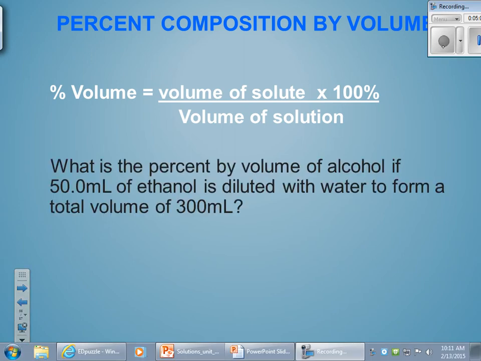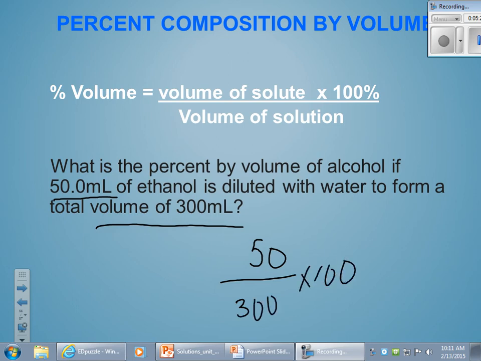Next, we introduce this idea of percent volume. It's the same idea like percent mass, part over whole times 100. In this question, they want to know what's the percent by volume of alcohol if I have 50 milliliters of ethanol diluted with water to form a total volume of 300 milliliters. So same idea, part over whole times 100. Here we're going to do 50 over 300 times 100. Why do we use 300 and not 350? Because in this question they tell you the total volume is 300. So if in a question they tell you the total volume, that's going to go on the bottom. Or if they told you the total mass, that would go on the bottom. But if they're giving you the pieces, the solute and the solvent, that's where we're going to have to add them together.